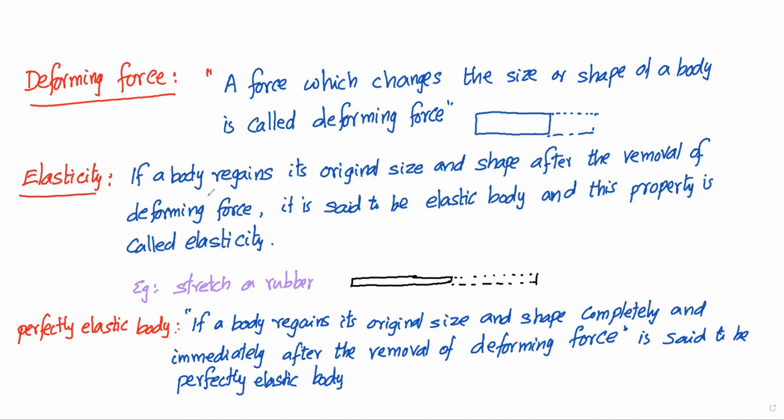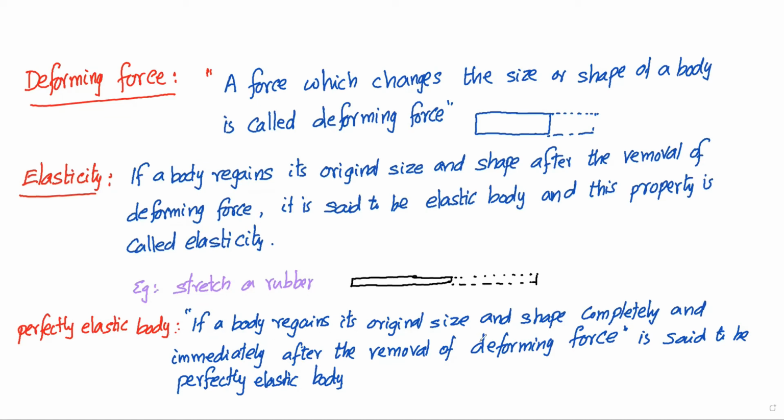Elasticity. If a body regains its original size and shape after removal of the deforming force, it is said to be an elastic body, and this property is called elasticity. Take a rubber band and apply an external force, which means a deforming force. Because of this force, the shape and size of the rubber band will change. So that is elasticity.